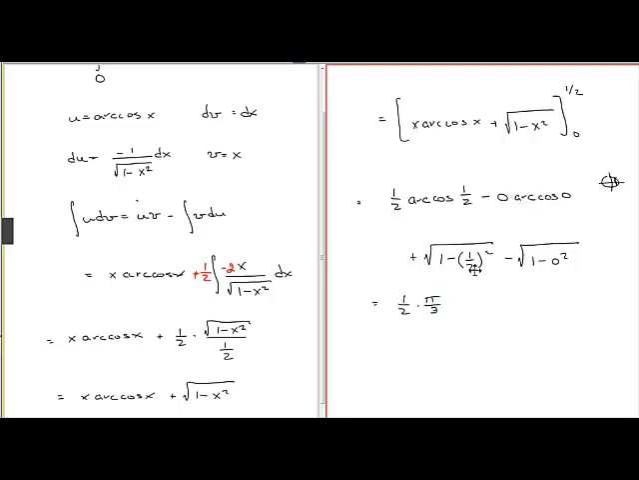Here we'll get 1 minus a quarter, which will be 3/4, and we'll square that, which will be 9/16. Is that right? 1 minus a quarter is 3/4. Squared is going to be 9/16, and we subtract off the square root of 1, which is 1. So we get pi over 6. And so we have 9/16 minus 16/16, which would be negative 7/16.